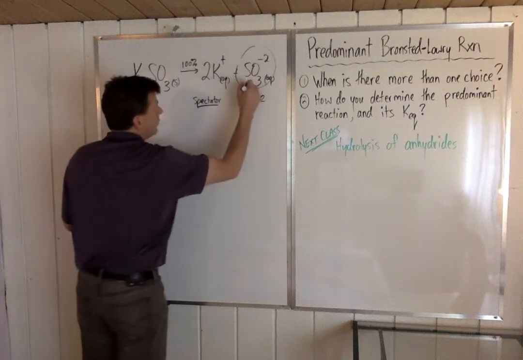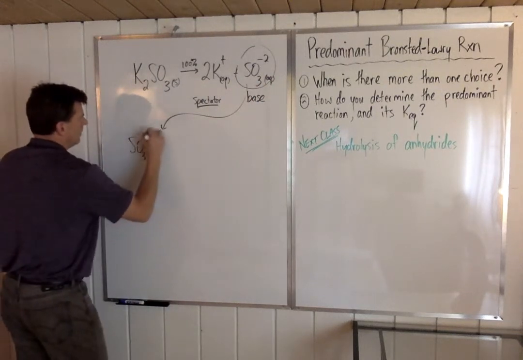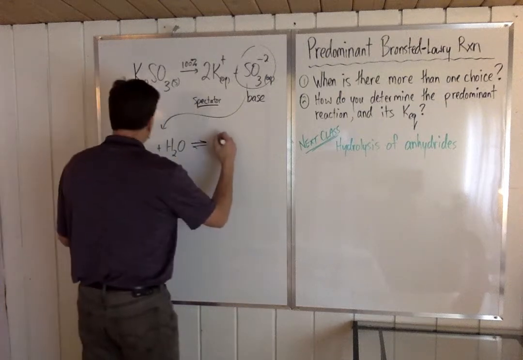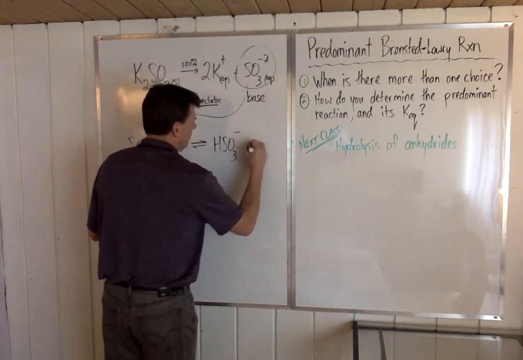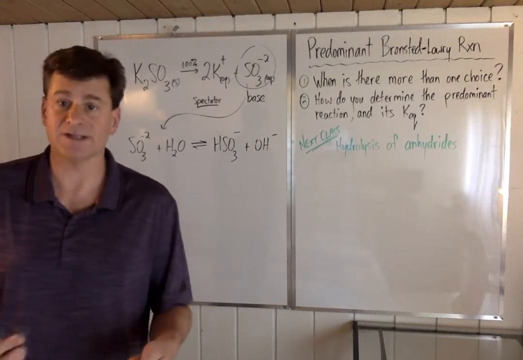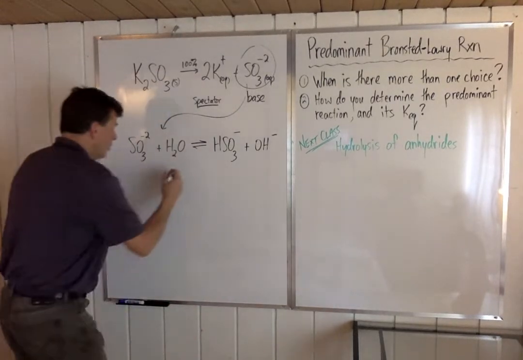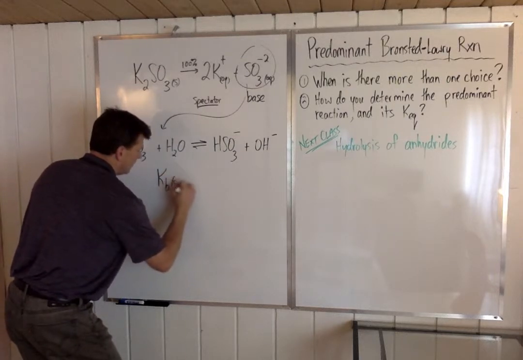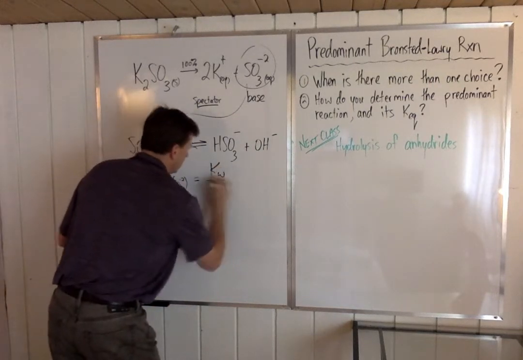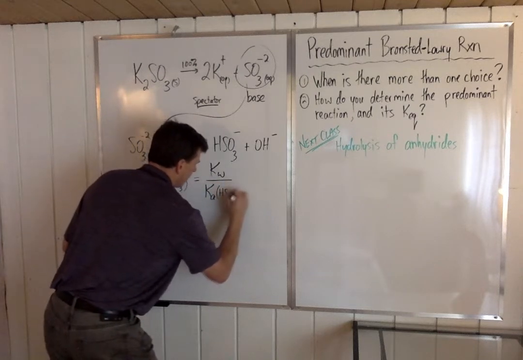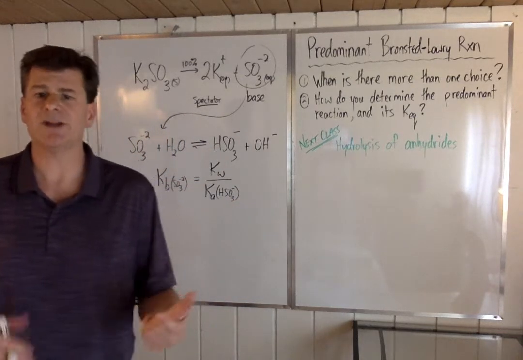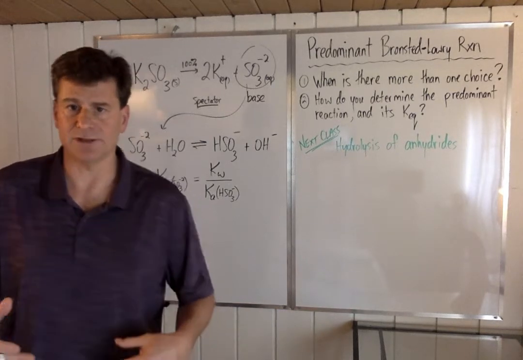And so this guy would proceed in water. It's a weak base, and so it picks up an H and leaves behind hydroxide. And so that would be your predominant Bronsted-Lowry reaction. That value right there would simply be the Kb of SO3 minus 2, which is equal to Kw divided by the Ka of its conjugate, which is that chemical over there. So the conjugate acid is HSO3 minus. I'm not going to do the math because you can just take it off the table and actually come up with that value.